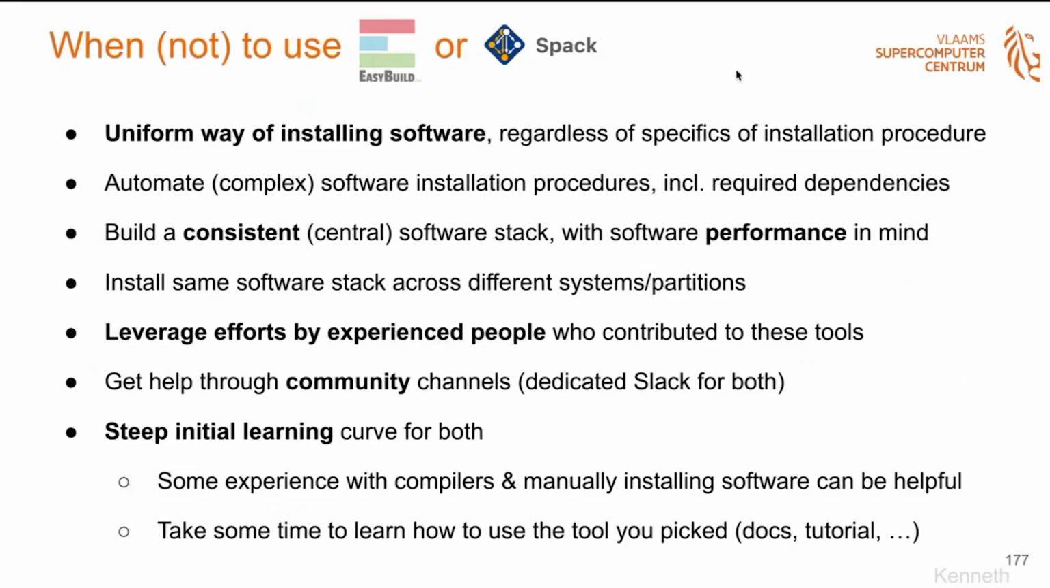So when should you use those tools? Well, if you want a uniform way of installing software, these are probably the tools you want to look at. Regardless of how the software is installed, whether it's CMake or pip or whatever, you can talk to EasyBuild or talk to Spack and have a uniform way of installing things. It gives you a way to build a consistent software stack, so it looks and feels the same regardless of the software being installed, and they both keep good attention to the performance of that software.